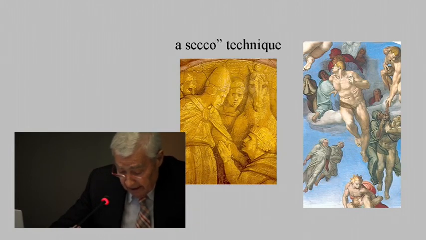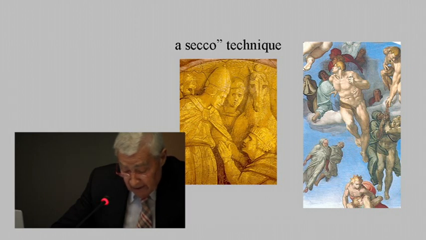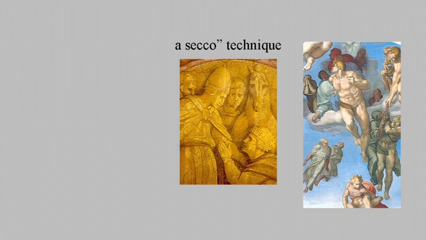He uses an a secco technique. That is, he paints on dry wall, adding a binder to the pigment, only in the few cases in which he wants to do the highlights in gold or to correct the lines of a figure. He avoids a secco refinements and the use of those colors that must be applied a secco because they are incompatible with the strong basic nature of the lime in the plaster.